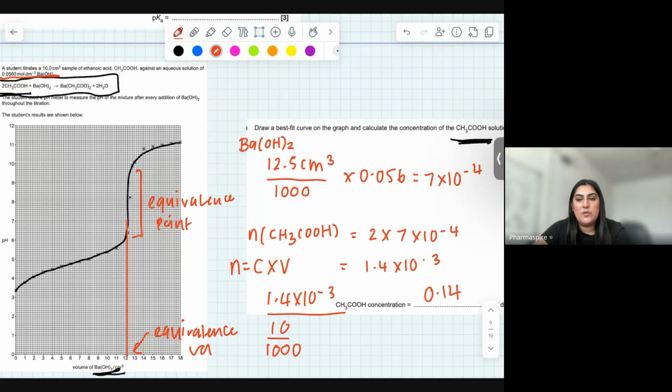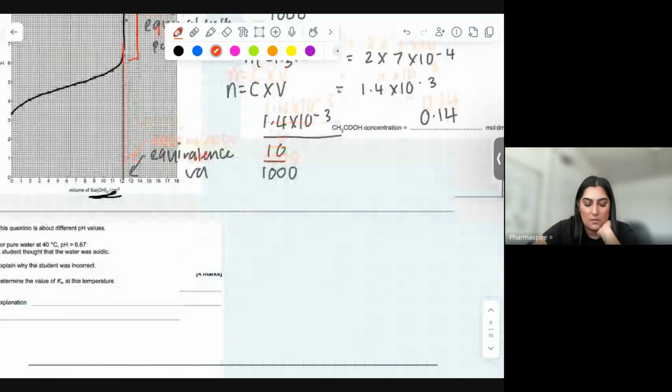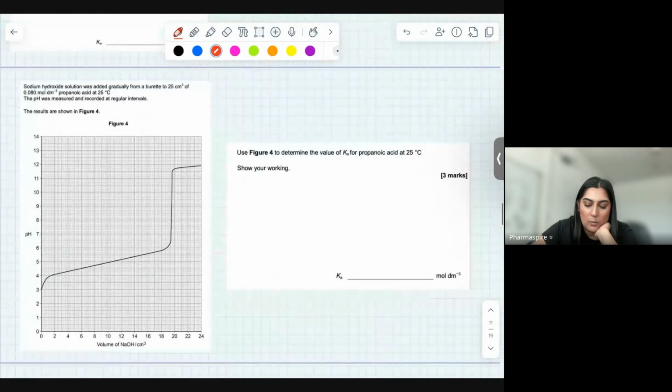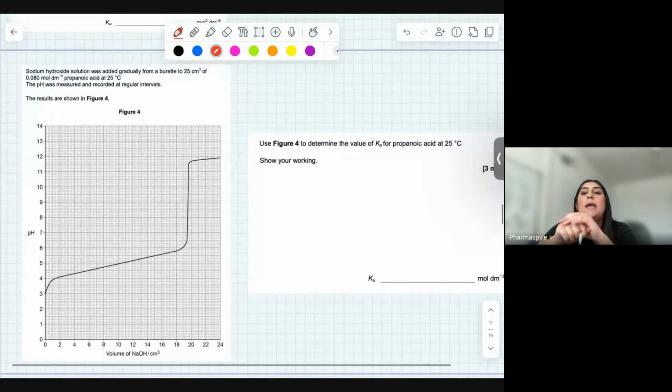You have to look at the equivalence point. It's your stagnant point. Don't read off anywhere else. That's what they care about. Right, should we do the AQA one? Right. AQA one is asking you for Ka.